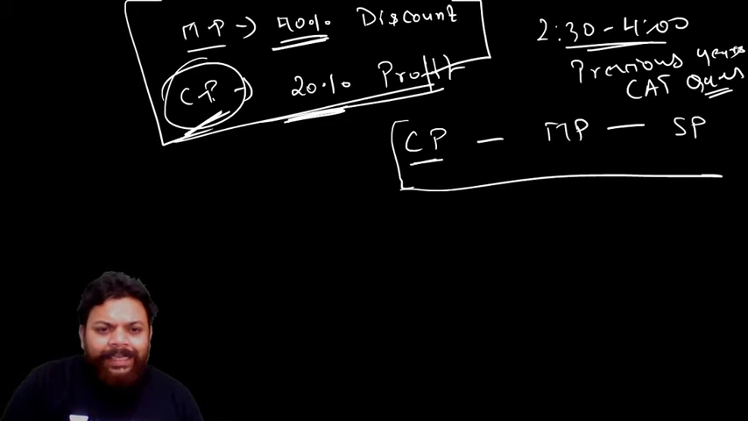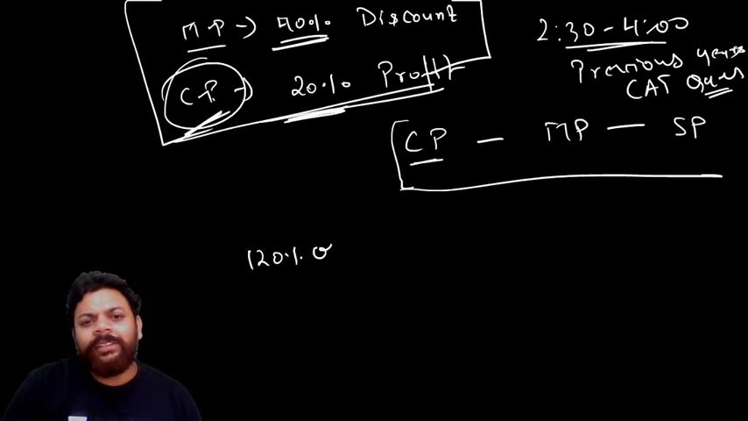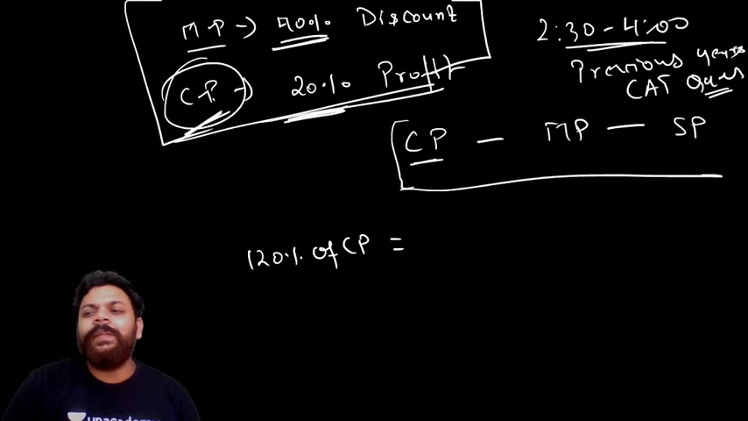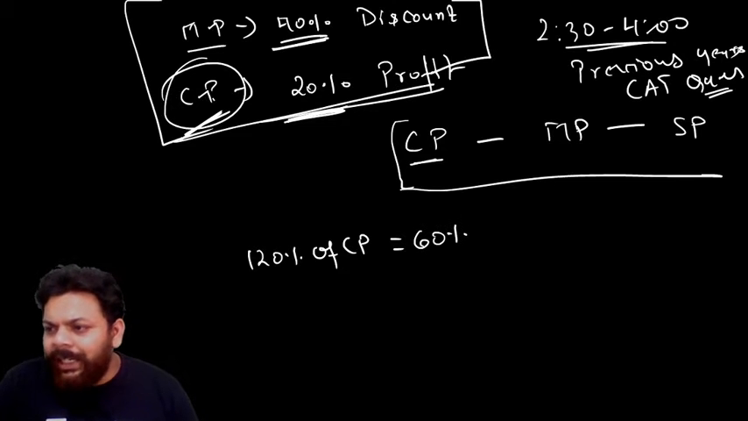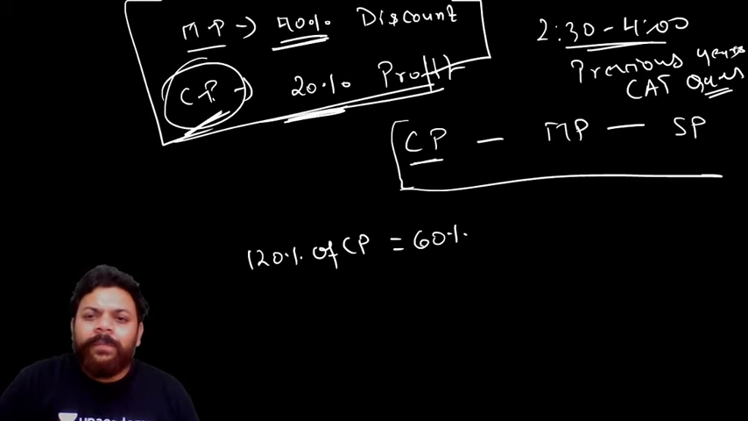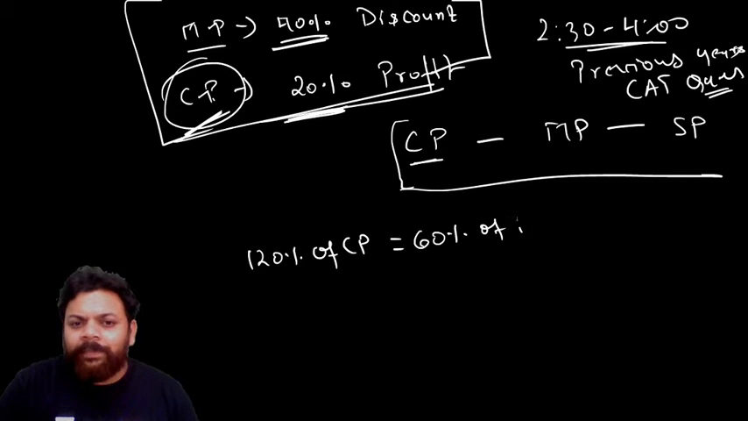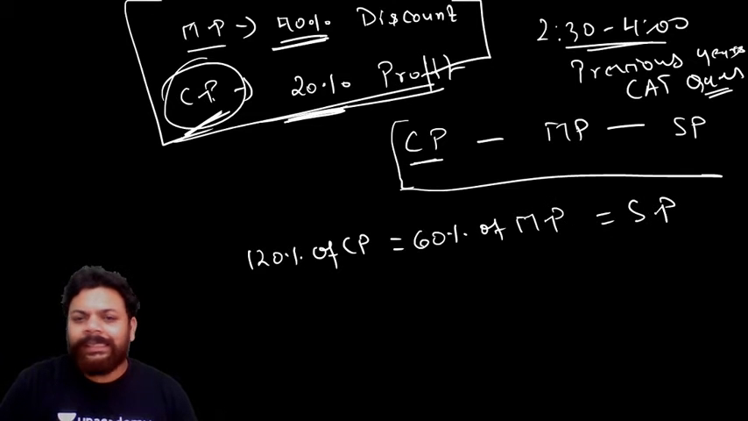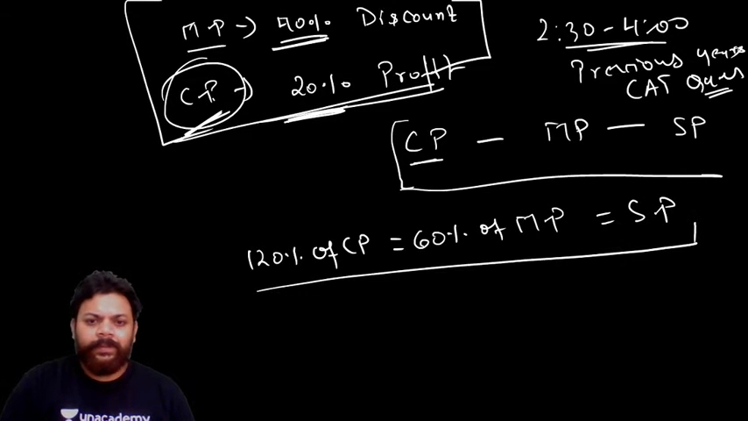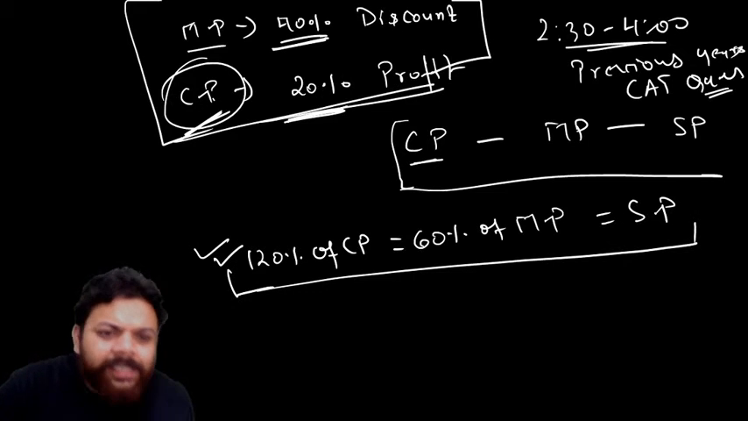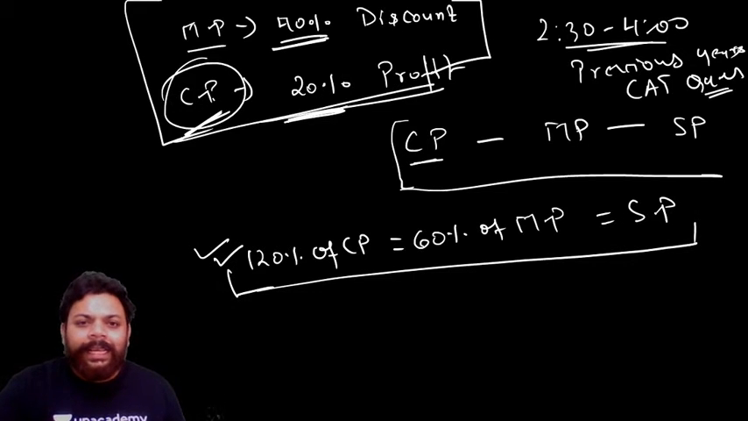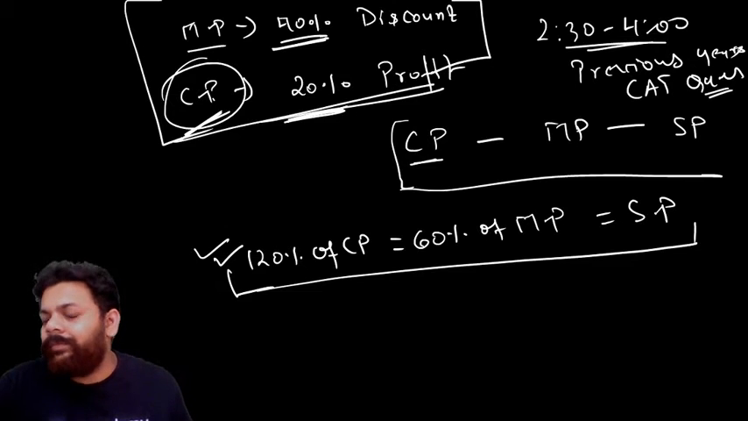So for sure, I can write 120% of cost price will be equivalent to 60% of marked price, and that must be equal to selling price. Still, if you are facing doubt in writing this equation, then I can explain it to you again.